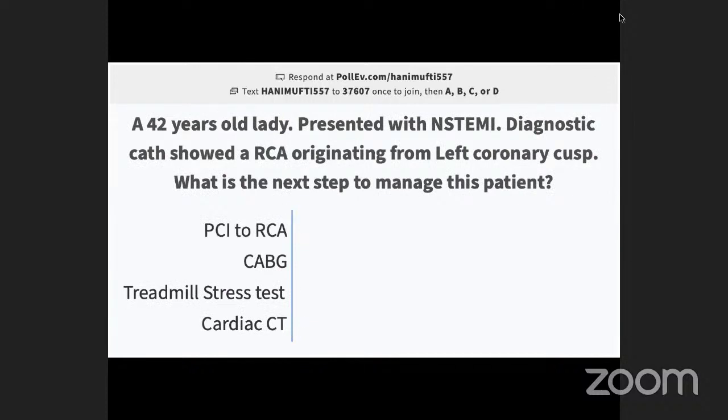Okay, next. A 42-year-old lady presented with STEMI. Diagnostic cath showed RCA originating from the left coronary cusp. What is the next step in managing this patient? PCI to RCA, CABG, segment stress test, or cardiac CT.